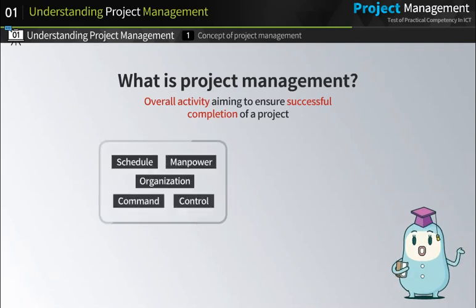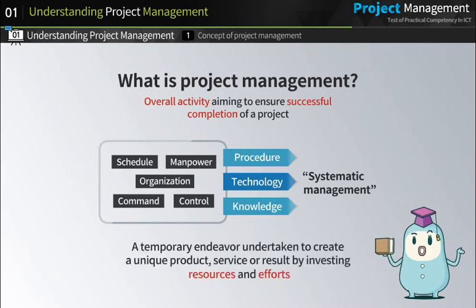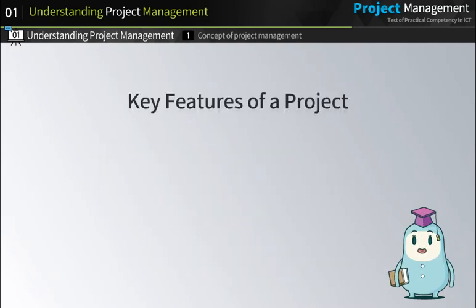It is systematic management of the procedure, technology and knowledge with regard to the schedule, organization, manpower, command, and control necessary to ensure successful project management. In other words, it is a temporary endeavor undertaken to create a unique product, service, or result by investing resources and efforts. Let's take a look at key features of a project.